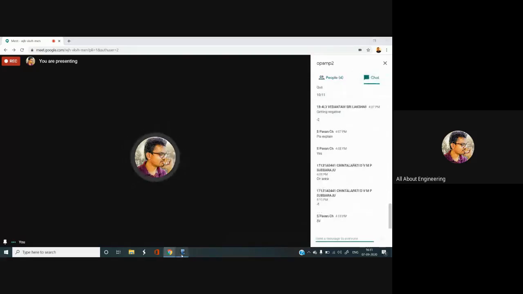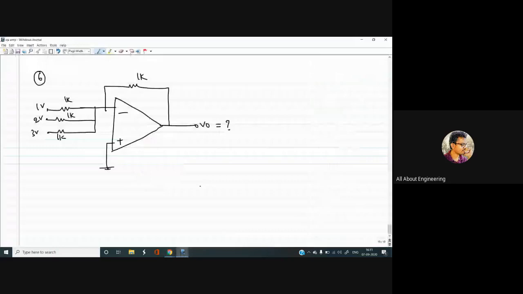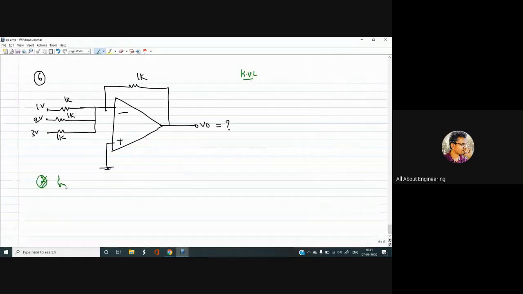Okay, let me explain this. You can solve this using two different approaches. The first approach is by using KVL, and the second approach is by using the superposition theorem. I personally love the superposition theorem because it is very easy to directly tell the answer on our own. But if you are going with KCL, the currents that are entering are equal to the currents that are leaving, because the current into this inverting terminal is 0.